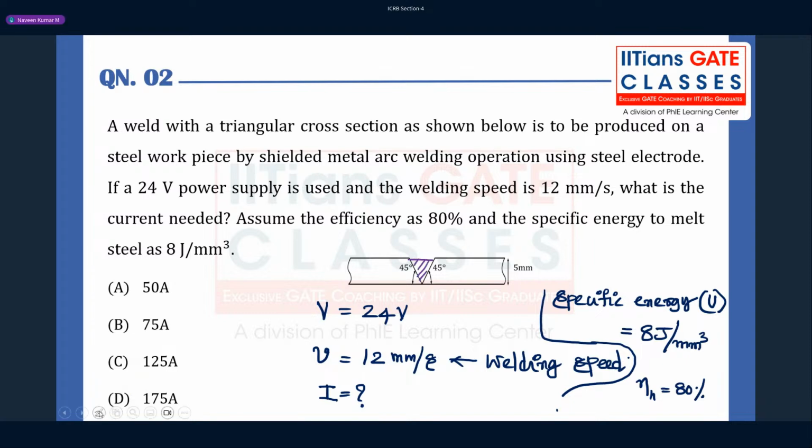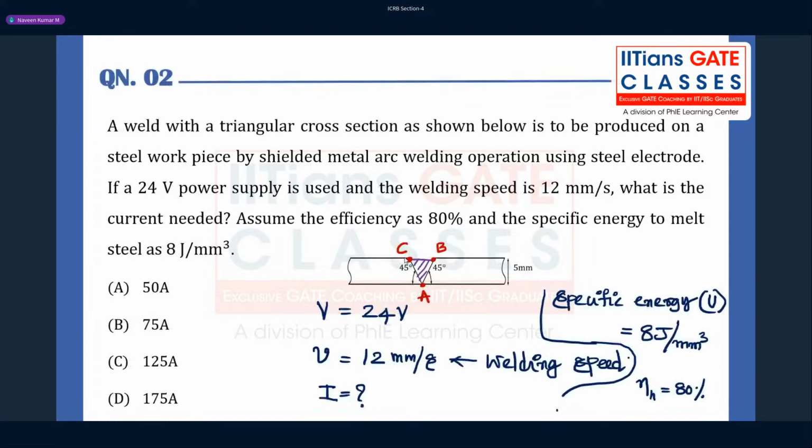Now let's do one thing. Let's take this triangular cross section and denote it with some points. Let's say this is A, B, and C, and that is the weld deposition that is happening. Now we have to fill that. So these are the conditions that they have given, and they're asking us to find out the current required here.